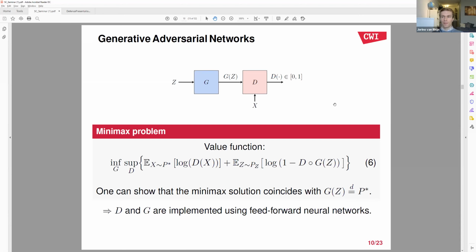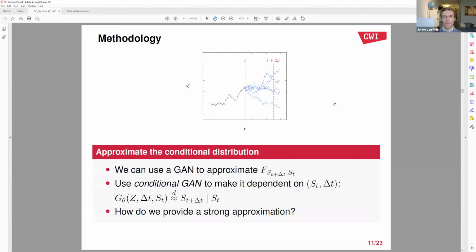And then D and G are implemented using neural networks, but in theory, they could also be, I don't know, quantum computers or something. The algorithm doesn't even depend on machine learning, on neural networks. So that's the GAN. And the GAN will be used as our tool to approximate that conditional distribution. So we have our tool to do that now.